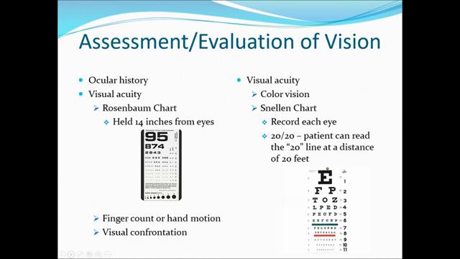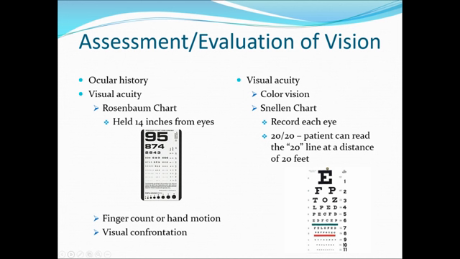When evaluating vision, you always want to take an ocular history. Okay, have they had vision problems in the past? If they wear glasses, how long have they worn them? Do they also wear contacts? When looking at visual acuity, you can look at the Rosenbaum chart or the Jaeger chart. This is generally held about 14 inches from the eyes, and they need to be able to read that. And you're looking to see how far down they can read. The farther down the card, the smaller the print's going to be.